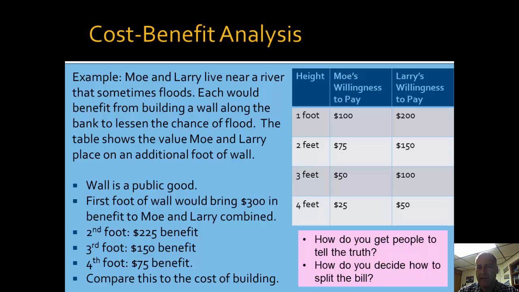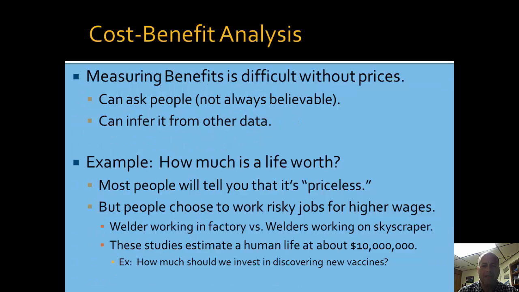If we split it evenly, if we decided that each of our residents had to pay for half, then Mo and Larry wouldn't have the benefits distributed in equal proportion to the cost. Now, measuring benefits is difficult without prices. You can ask people how much they would benefit, but they're not always believable. They have an incentive to hide their true valuation. You could try to infer it from other data.